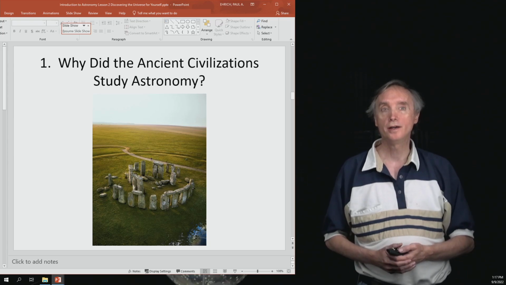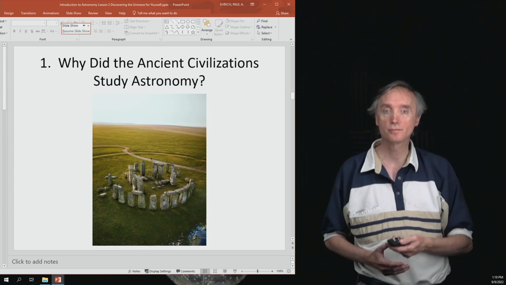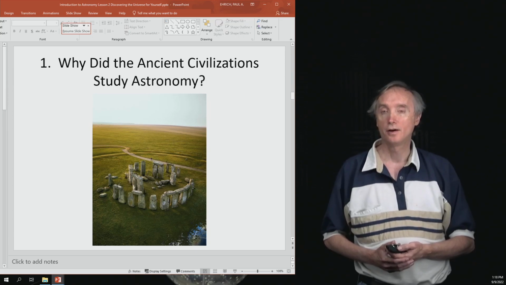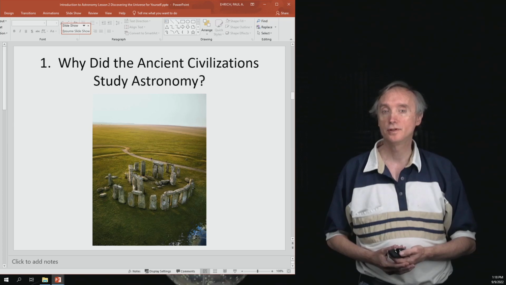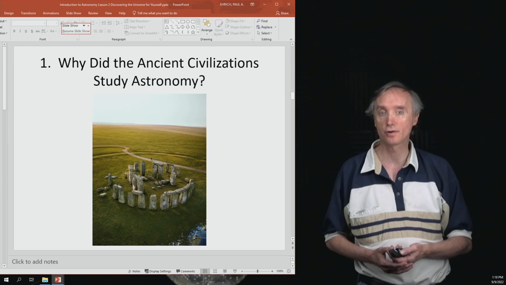So first, why did the ancients study astronomy in the first place? Okay, here's a very famous picture of Stonehenge. One reason is that it might have had religious connotations. Another reason is that they might have used the stars to navigate with. But the primary one that most people believe is that they used astronomy to know when to plant their crops.